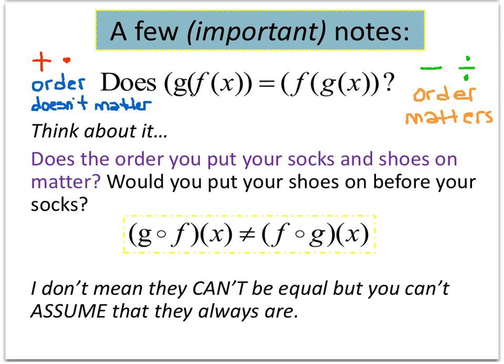Now think about the order in which you put on your socks and shoes. Does that matter? Well, you should always put on your socks and then your shoes. If you do it the other way around, you might get some funny looks. So that means when we do composite functions, when we compose two functions together, we may not always get the same answer when we change the order. Now I'm not saying they won't ever be equal, but they will not always be equal. So composing two functions is not commutative. We cannot assume that they will always be equal.